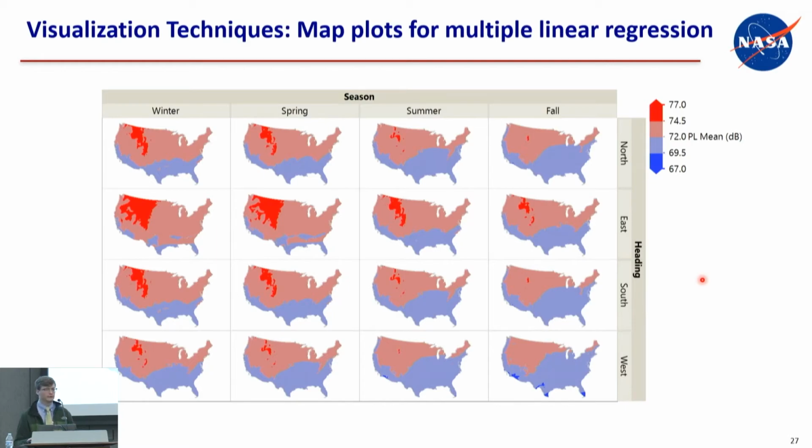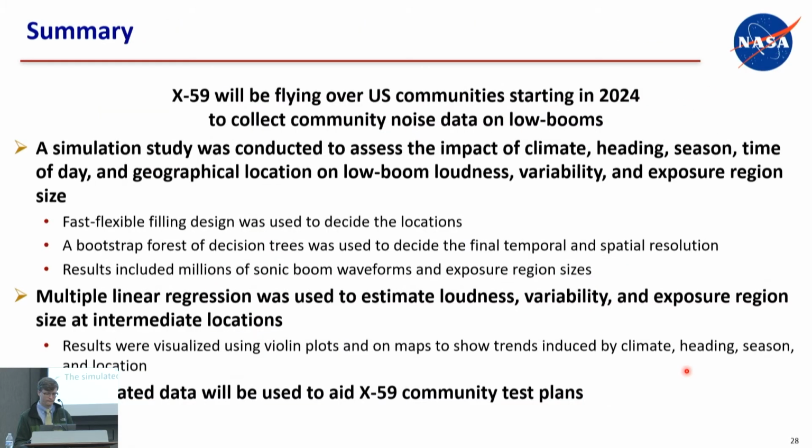I also briefly mentioned that we made a multiple linear regression model set. So this allows us to plot or estimate loudness where we didn't actually have our simulation points. But because it's so fine resolution, it's hard to see if you have individual dots, so we only show the mean value. We leave out the standard deviation. And again, this shows our loud booms are over in this northwest portion of the U.S., and perhaps the winter is a little bit more loud on average than the fall or other seasons.